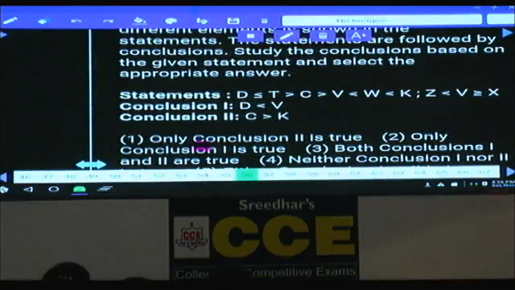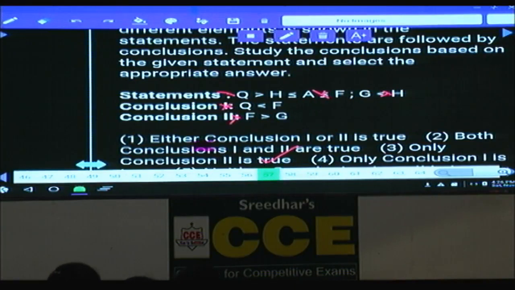Now in this one, what is the first conclusion? We have D and V. D is sir, V is sir, two opposite symbols, no relation. And second, C and K. Now between C and K, greater than, lesser than, two opposite symbols, no relation here. Neither one, not to, choice 4.